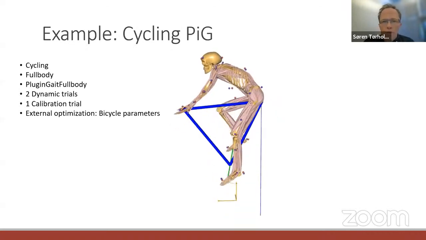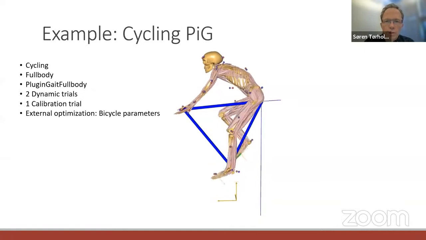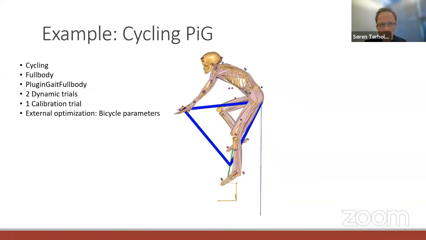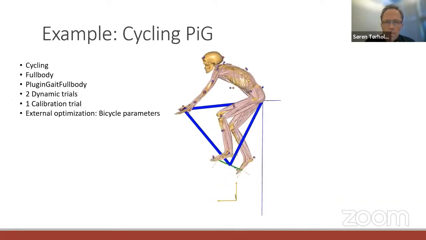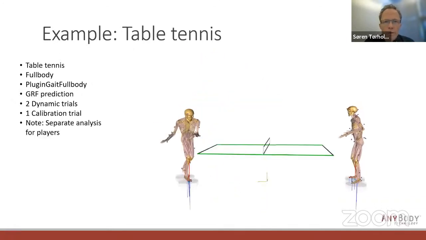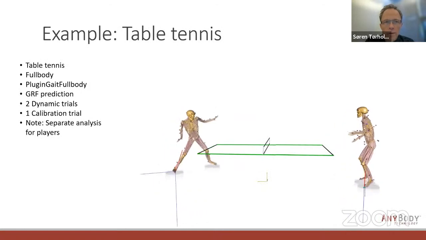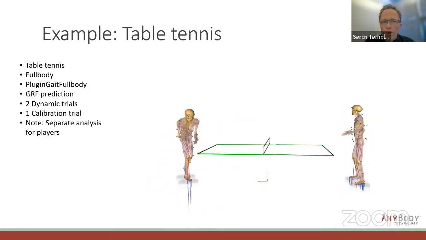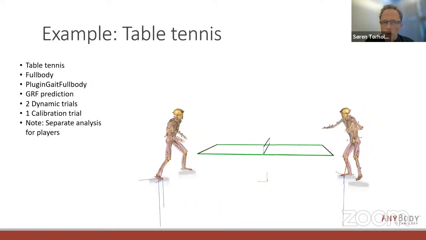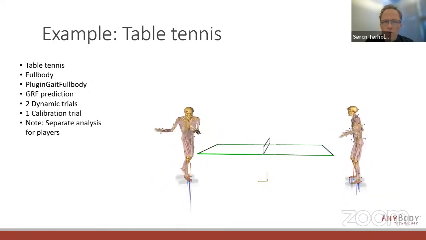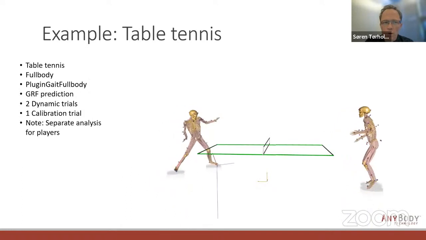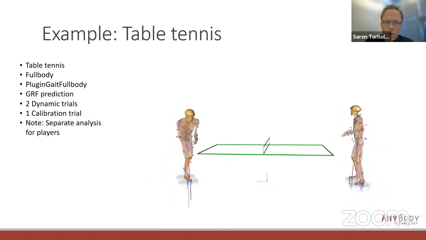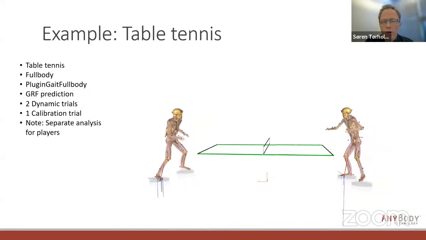This is a very similar model, just using the plug-in gait protocol instead. And finally, we have the table tennis example here. It's a full body model, a plug-in gait full body protocol. It's doing the ground reaction force prediction to get the forces on the model. I think there are 2 dynamic trials and 1 calibration trial.